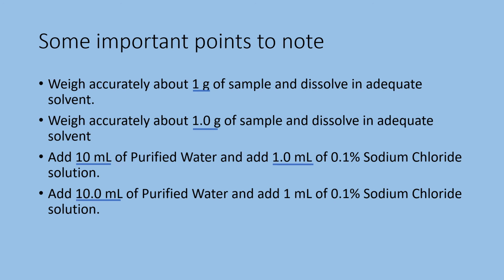In the first statement, you can measure 10 ml of purified water using a measuring cylinder, which is less accurate. Add 1.0 ml of 0.1% sodium chloride means you have to use a pipette, which is more accurate, or a burette. In the second statement, you have to add 10 ml using a pipette and can add 1 ml of 0.1% sodium chloride solution using a small measuring cylinder.